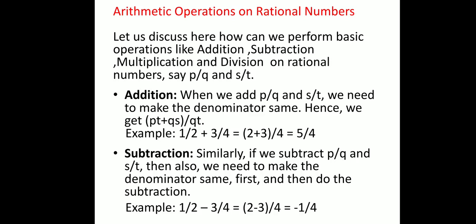Now, the second operation that is to be performed on rational numbers is the subtraction operation. Likewise, as we have performed the addition operation, in the same way, we need to perform the subtraction operation. First of all, we need to make the denominators the same and then subtract the numerators. For example, 1 by 2 is to be subtracted from 3 by 4. So it will be 2 minus 3 divided by 4, that will be equal to minus 1 over 4.